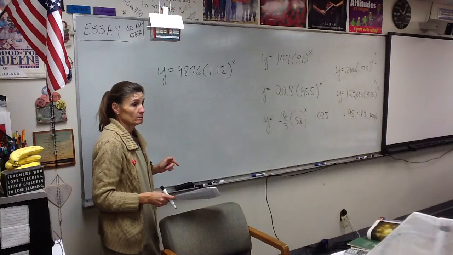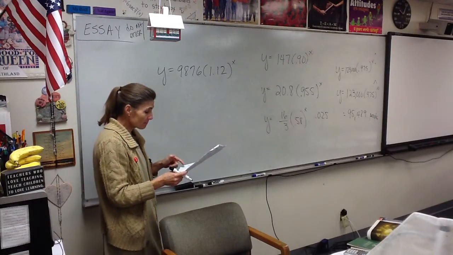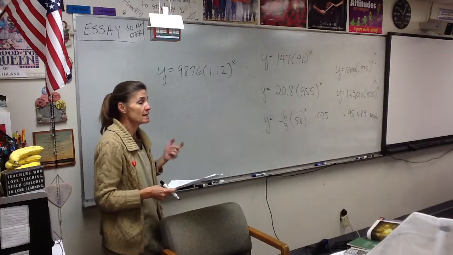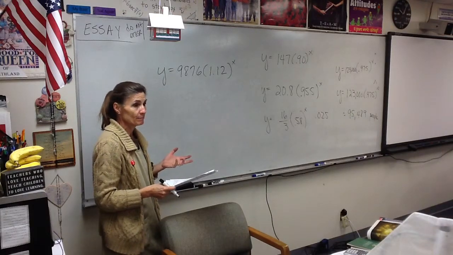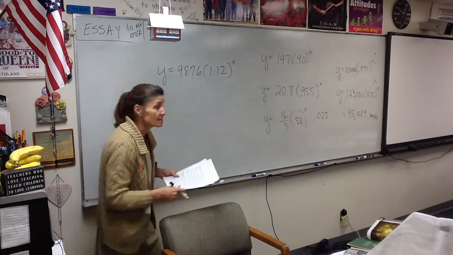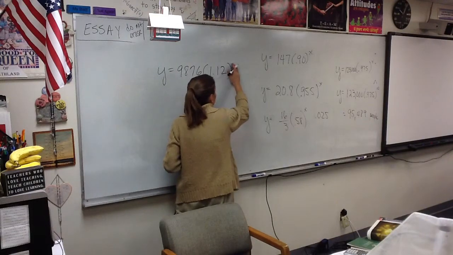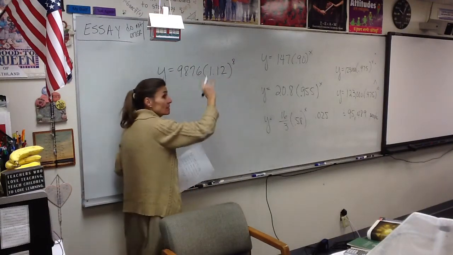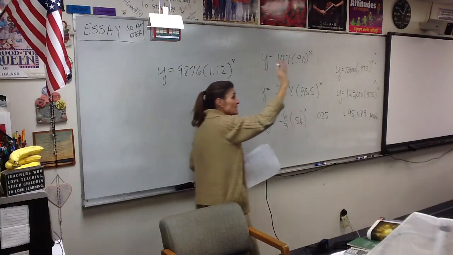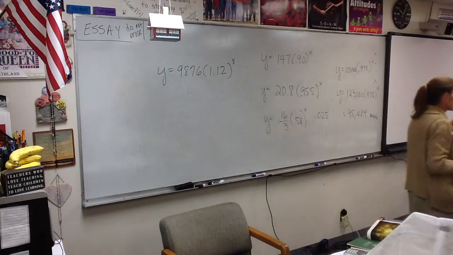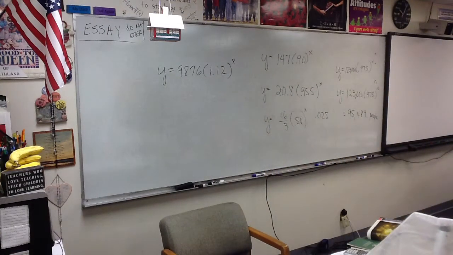Now, I need to know the population in 2013. How am I going to do that? You have to put an 8 in here. No, I'm raising it to the 8th. I'm not multiplying it times 8. I'm raising it to the 8th. Is there any question about where the 8 came from? Why 8? From 2005 to 2013 is 8 years.